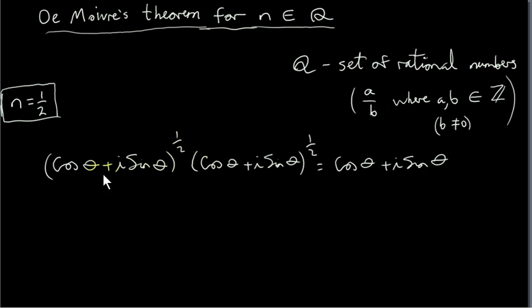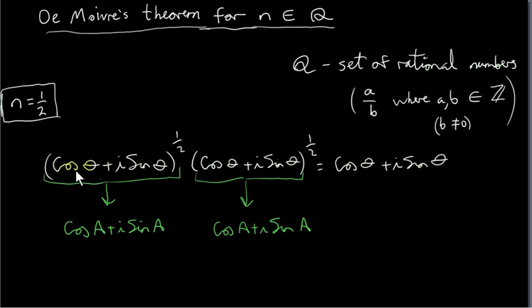What we note is that if we take cos theta plus i sine theta to the power of a half and multiply it by itself, well, we just add the powers. A half plus a half gives us 1. We get cos theta plus i sine theta to the power of 1. You could also think of this as the square root of cos theta plus i sine theta. The square root of a number times itself gives that number.